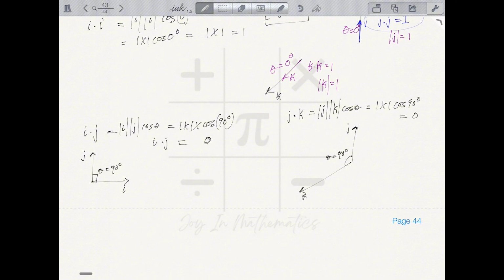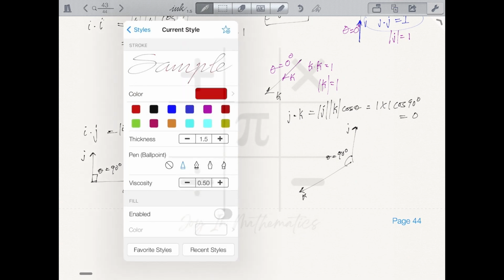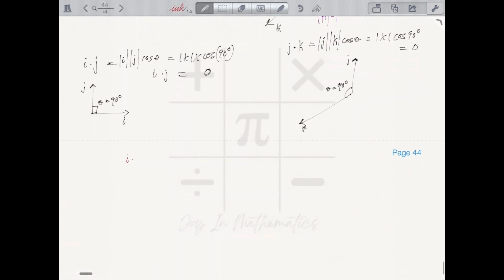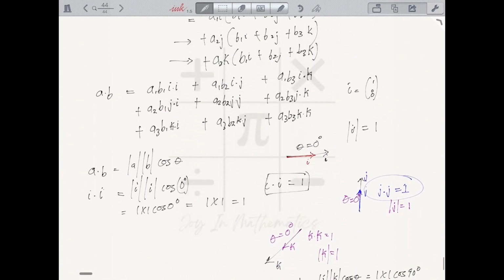So now we have come to a conclusion that I dot I is equal to J dot J is equal to K dot K, which is equal to 1. And I dot J is equal to J dot K is also equal to K dot I, which is equal to J dot I, is equal to what? 0. Is equal to 0.